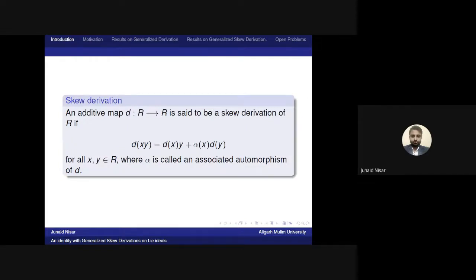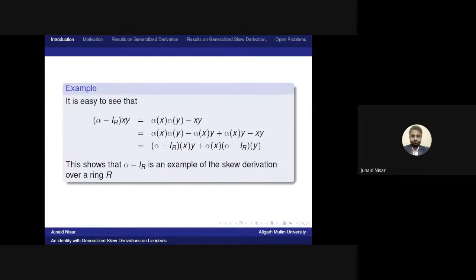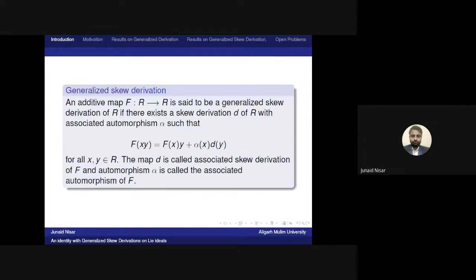An additive map D from ring R to R is said to be a skew derivation if D(xy) = D(x)y + α(x)D(y), where α is an associated automorphism of derivation D. Here we can easily see that if α is any automorphism and I_R is the identity map, then (α − I_R)(xy) = (α − I_R)(x)y + α(x)(α − I_R)(y). So this is an example of a skew derivation of R.